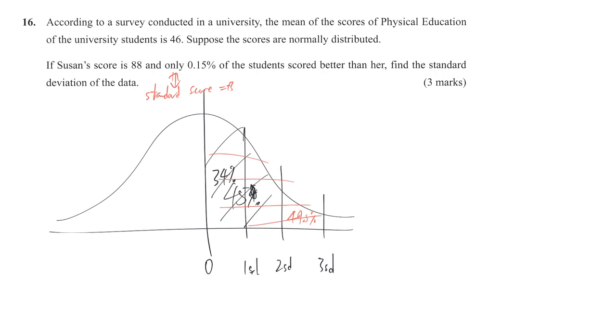Okay? So after that, no difference at all. They say the mean is 46 and this score is this one. We have to find the standard deviation. So the calculation is the data 88 minus the mean 46, divided by SD, is equal to the corresponding standard score. They use an indirect method to tell you the standard score is 3.